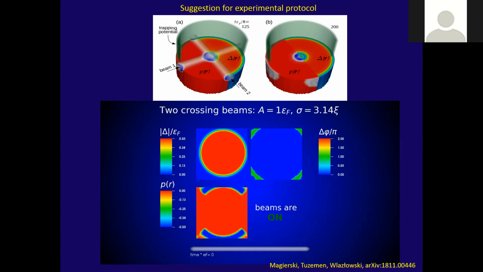So actually, we did a simulation where we used two cylindrical potentials, each with an amplitude that will not allow for the polarization. But in the region where they cross, they create the structure.